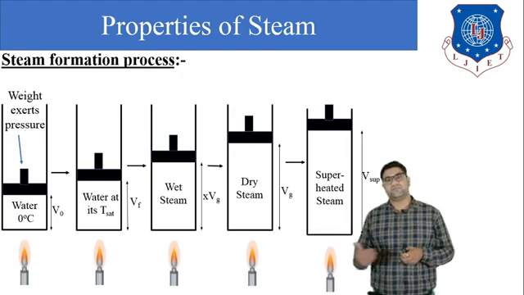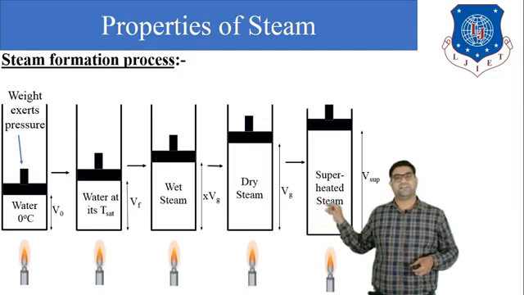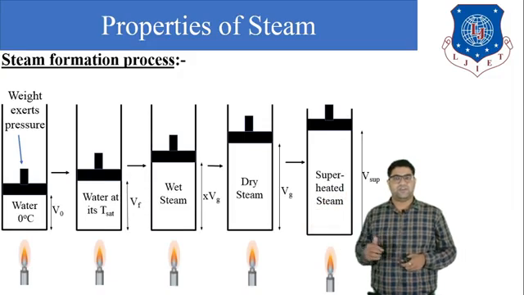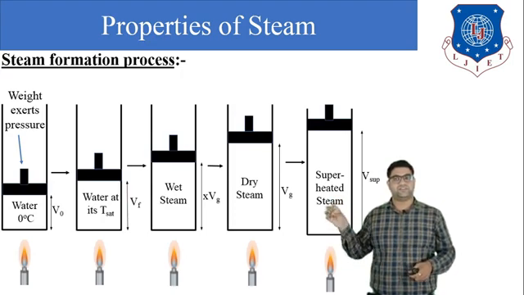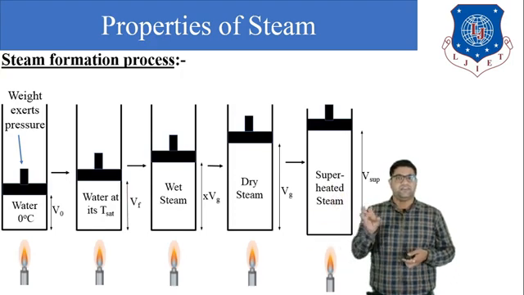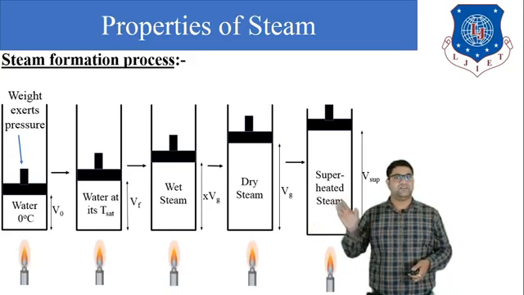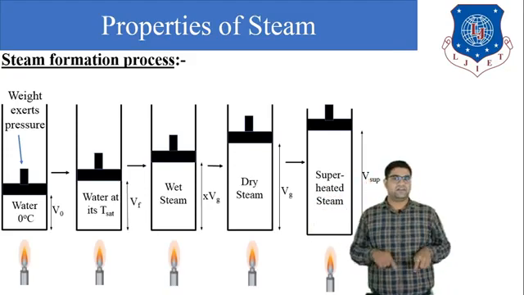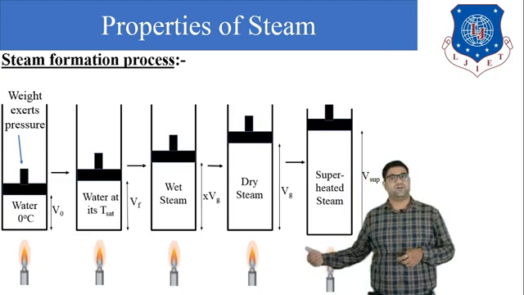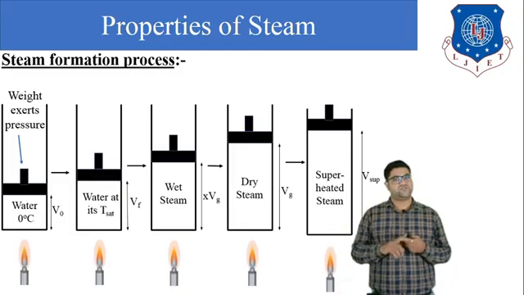You can see from the figure, when there is 100% water at 0 degrees Celsius, there is the smallest volume. When we supply heat, the volume gradually increases. At wet steam the volume is greater than the liquid. Then in dry steam, when the water is converted into 100% steam, the volume is more, and in the superheated condition there is the highest volume. So the volume gradually increases, and with that the temperature also gradually increases.